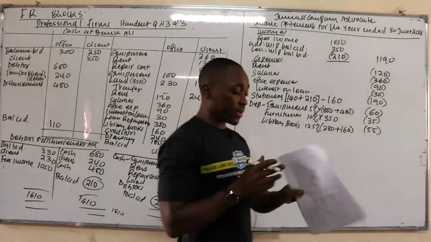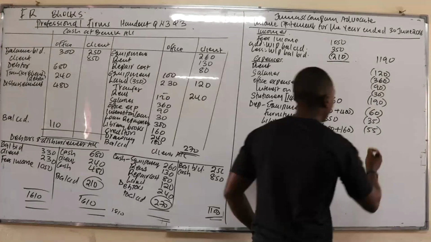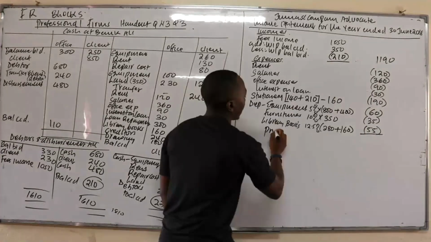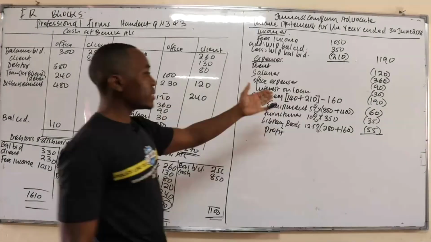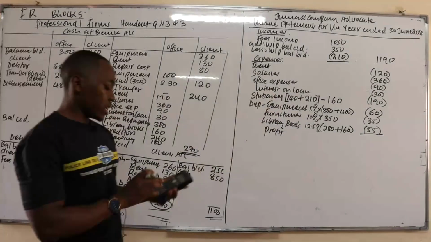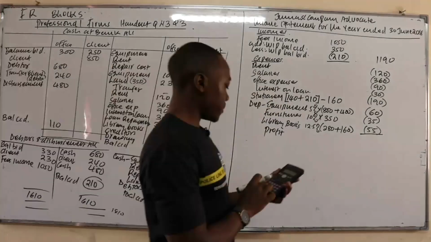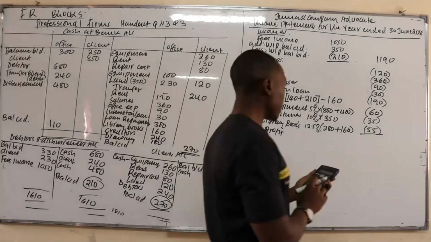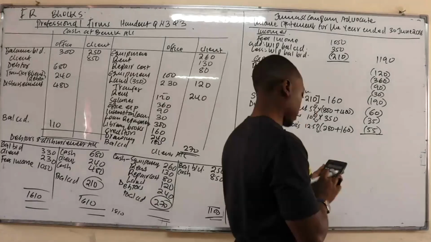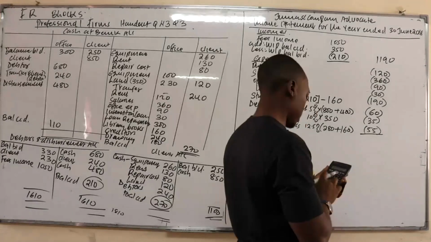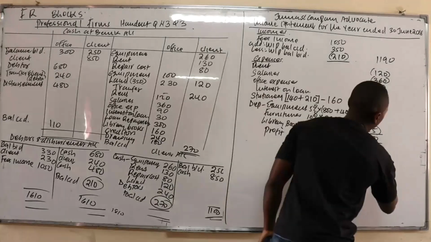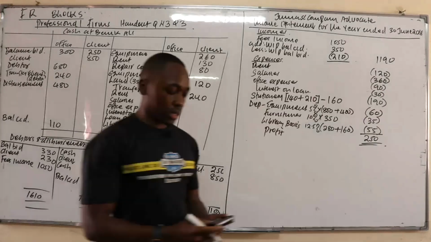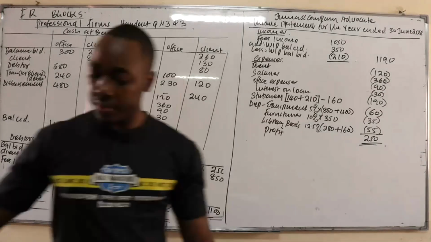Didn't have anything else. Actually, you can present the income statement without presenting this because income statement has not been affected by this. So it's 1190, to get a profit of 250. So you can take a screenshot of that.